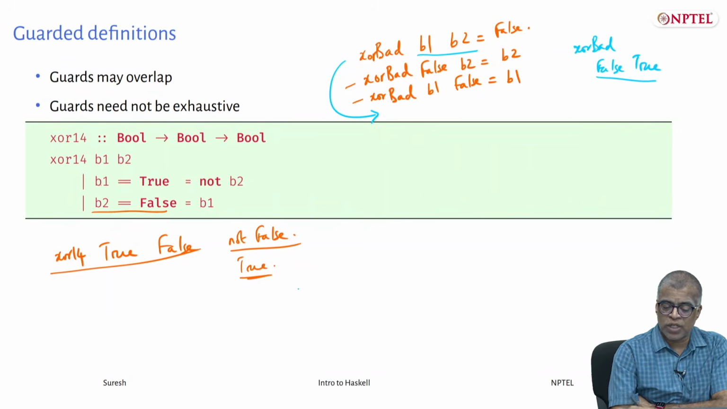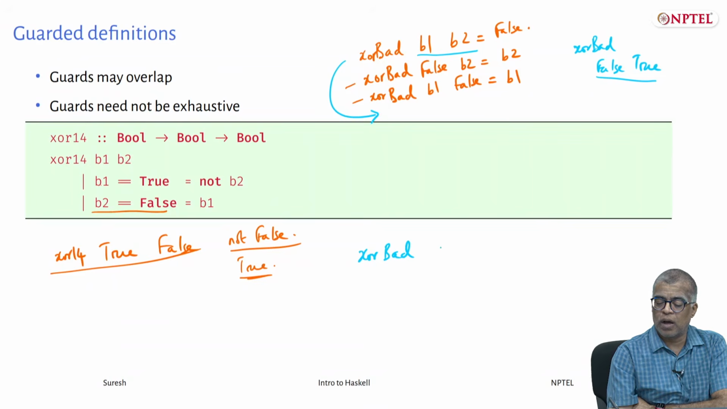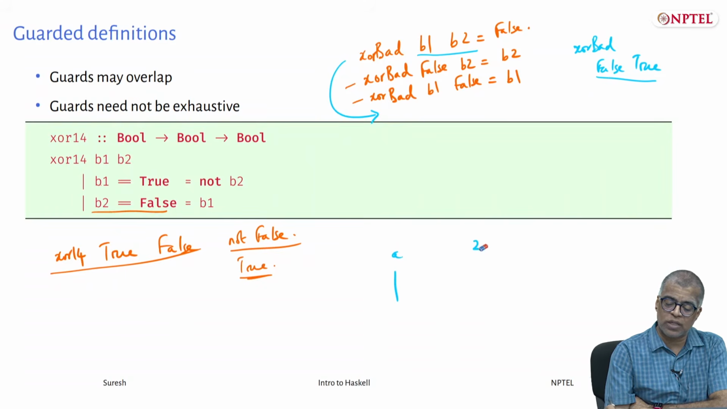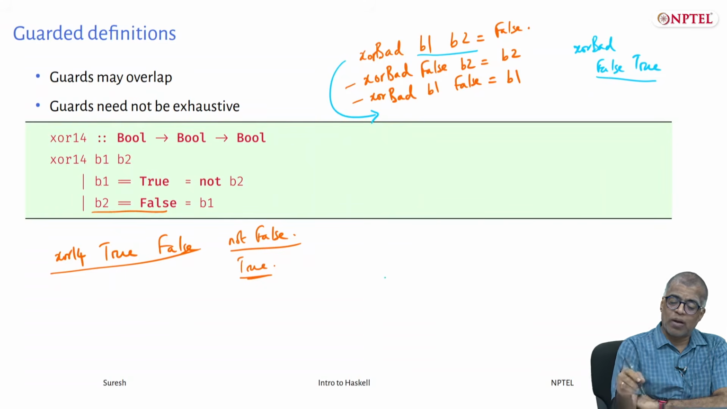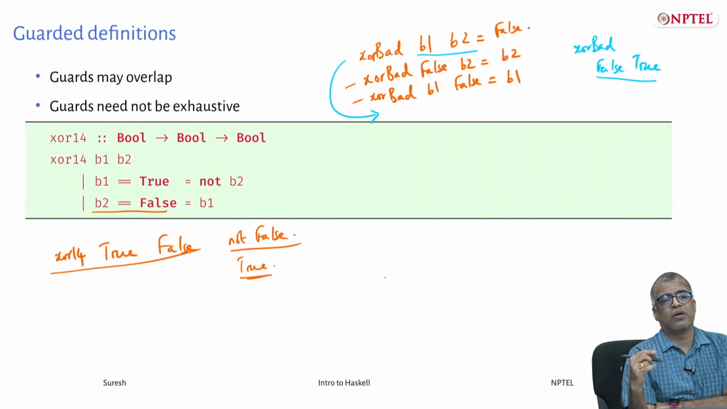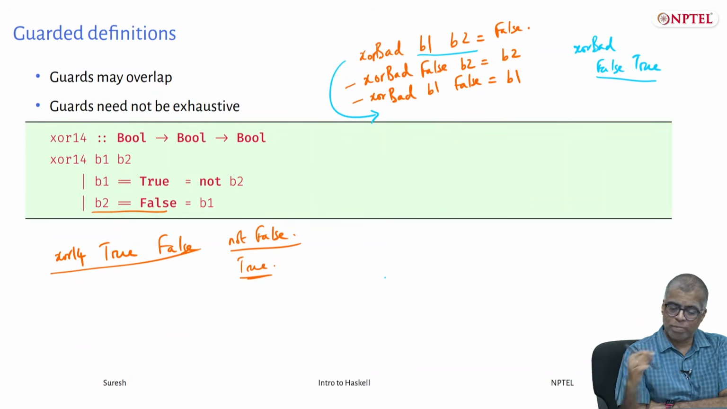Similarly, for guarded definitions, I cannot, for instance, say XOR bad B1, B2. Yeah, it's a little harder to write this here, but we will see examples where you can switch the order of the guards and it will be bad.